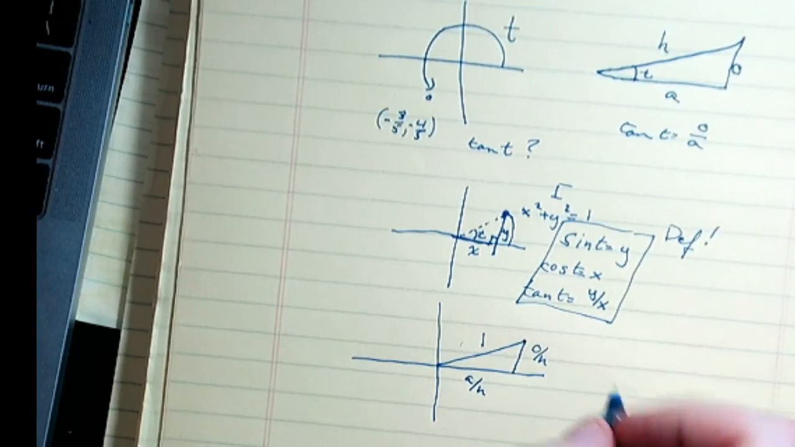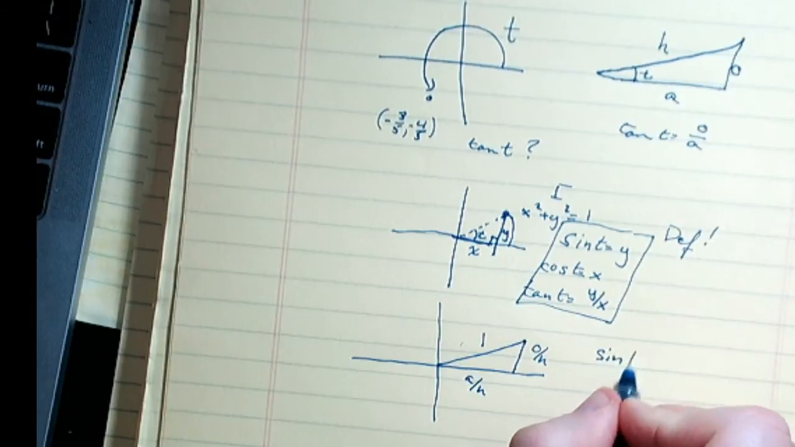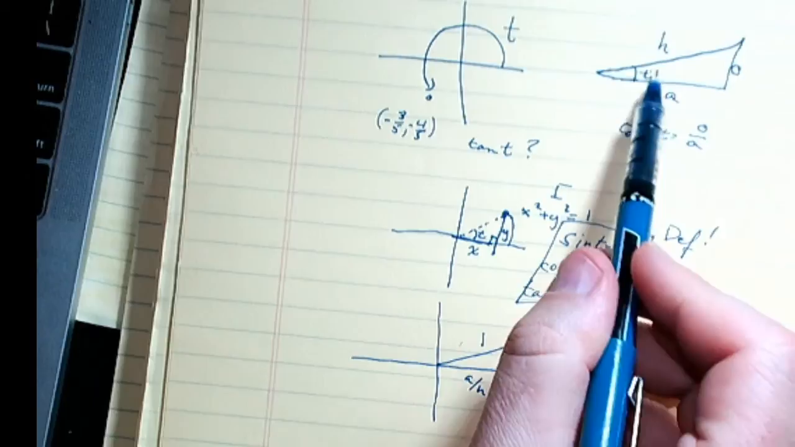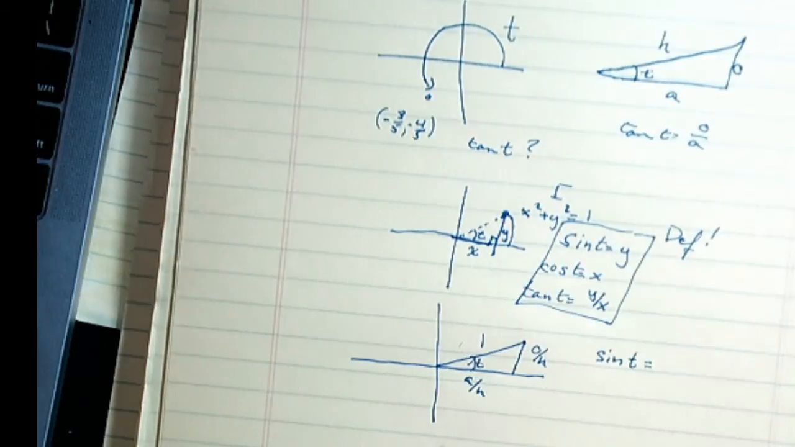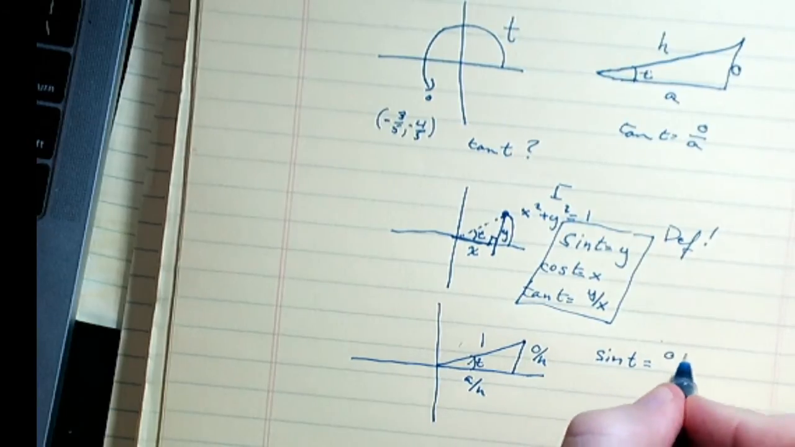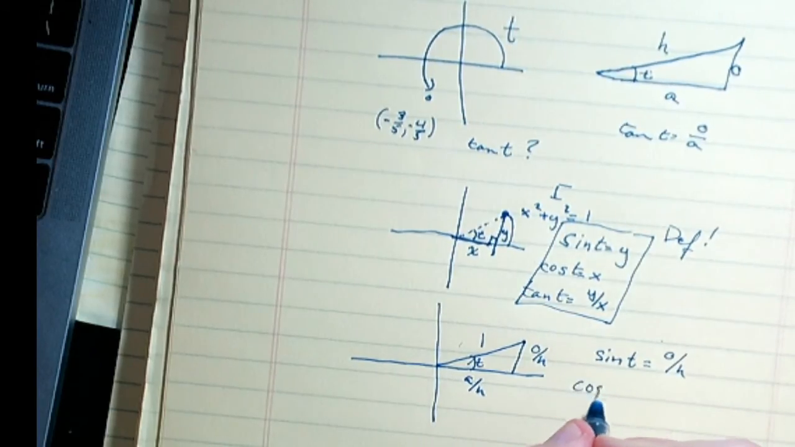And now we notice, well, what's sine? By what's now our definition, the sine of this angle is the same as the sine of this angle. It's the same angle after all. And that's the y value, opposite over hypotenuse. The cosine is the x value, adjacent over hypotenuse. And the tangent is y over x by our new definition.